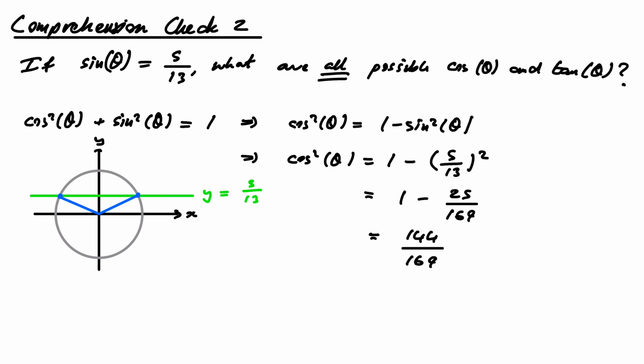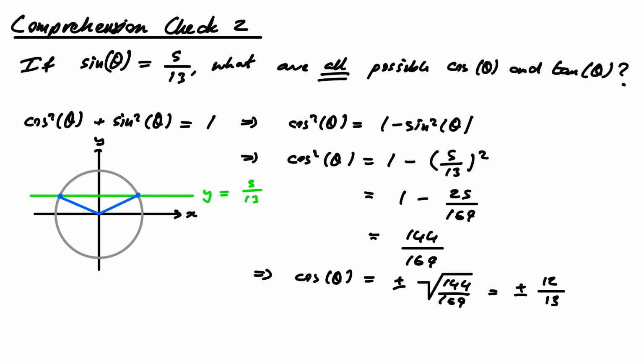You see, cos squared is equal to this 144 over 169. So if I take the square root, well, I could be negative, and I actually can be negative, you can see from this picture. So cos of theta has to be equal to either plus or minus the square root of 144 divided by 169, but thankfully, the square root of 144 is 12, the square root of 169 is 13. This is plus or minus 12 over 13.